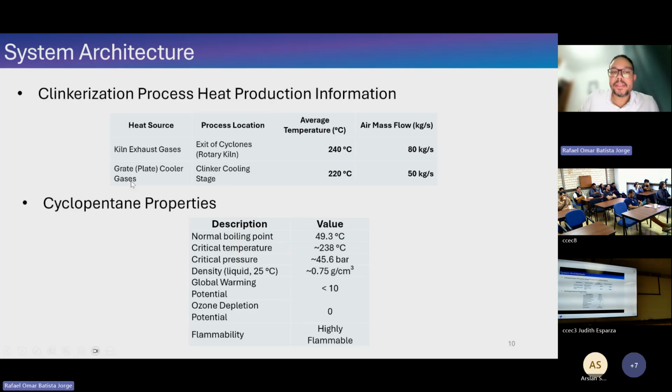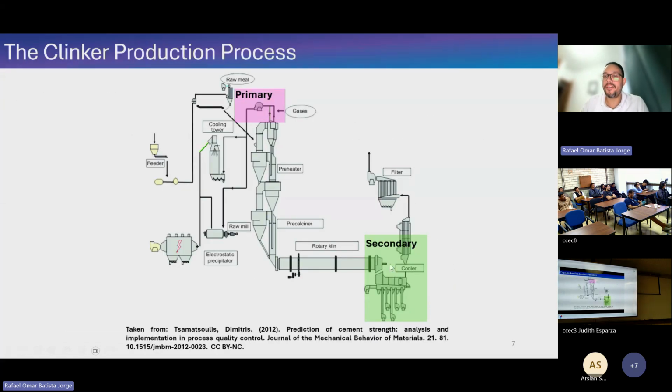And regarding cyclopentane as our main study fluid, it's important to note these are its thermal properties. As you can see from its boiling point and critical temperature, it is quite optimal for being used in this kind of process, right? A low heat process. The only issue is that it is highly flammable. So you may say, well, you are using this highly flammable working fluid in this process. Just take into consideration that in the cement industry, we have coal, which is highly flammable.